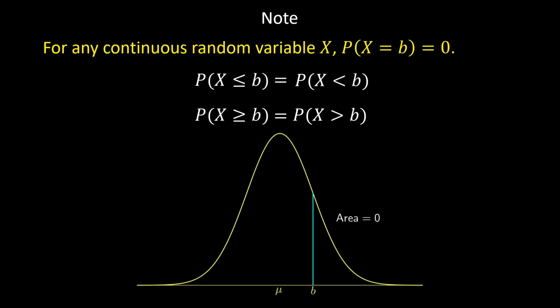When you're working with discrete random variables, like when you're calculating binomial probabilities, for example, that's a different story. The probability that x is less than or equal to b is not the same as the probability that x is less than b in that situation.